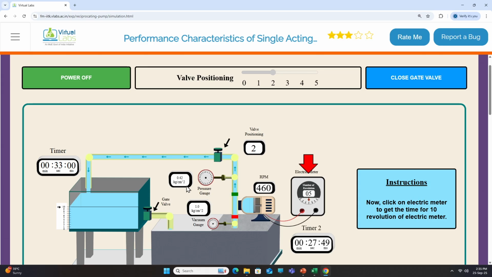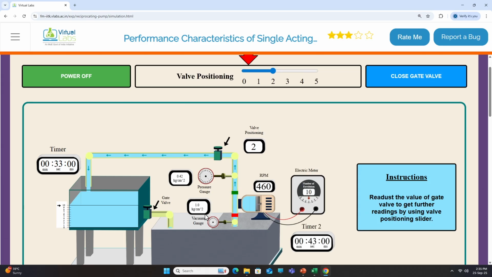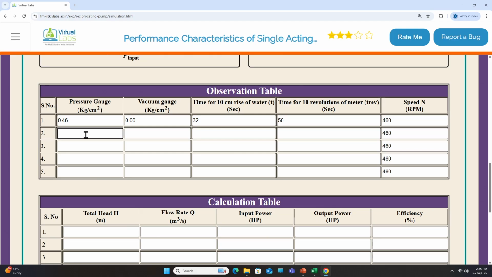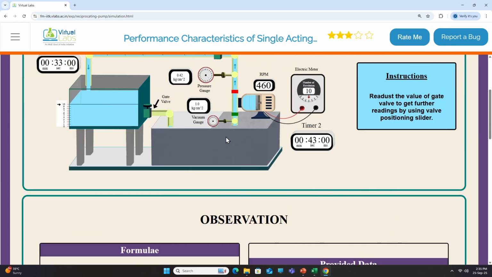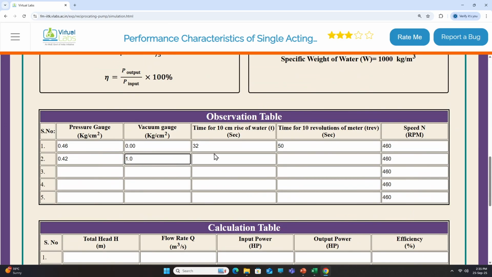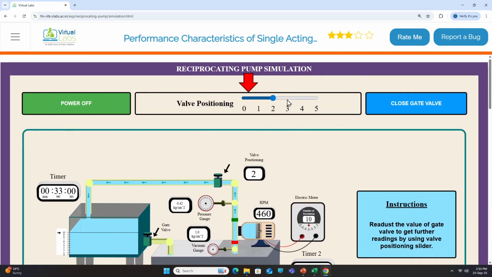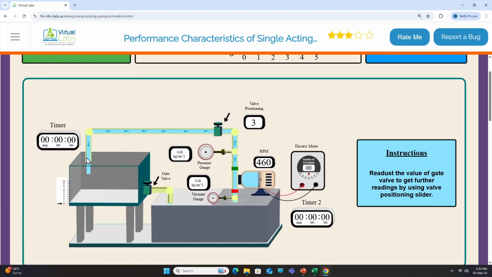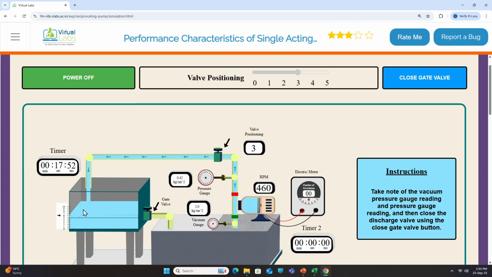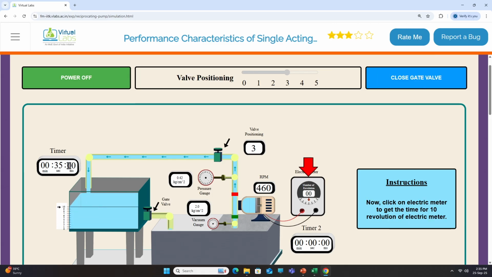I will by this time note down 0.42 and 1.0. 0.42 and 1.0, and it took 33 seconds and 43 seconds respectively for both the water system running. Now, valve position at the third point, water is going in, entering the tank, closing the gate valve, water is now filling up. It took 35 seconds. I will run this for 10 revolutions.